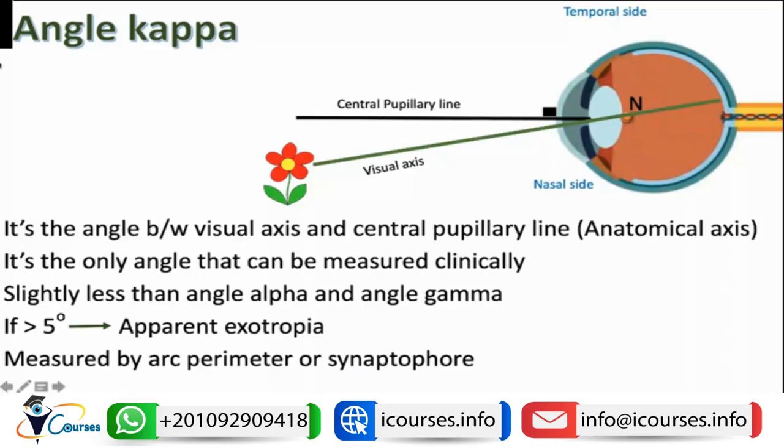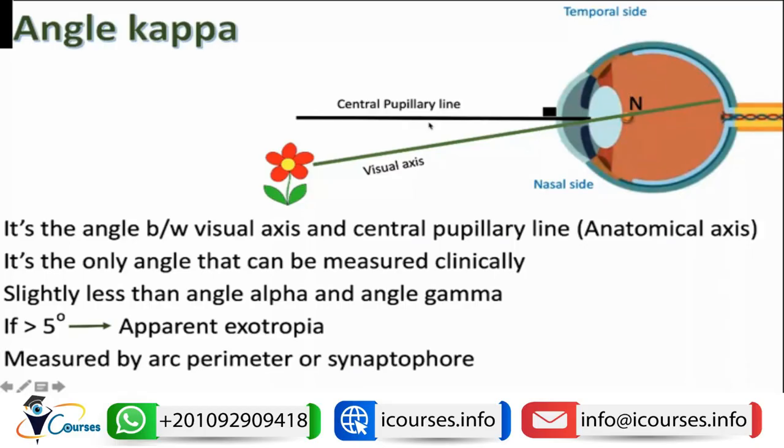So what is angle kappa? Angle kappa is the angle between the central pupillary line, as you can see here, and the visual axis. The central pupillary line is perpendicular over the cornea, passing through the center of the cornea and the center of the lens, and the visual axis passes through the object of interest, the nodal point, and the fovea. The angle between both lines is the angle kappa.